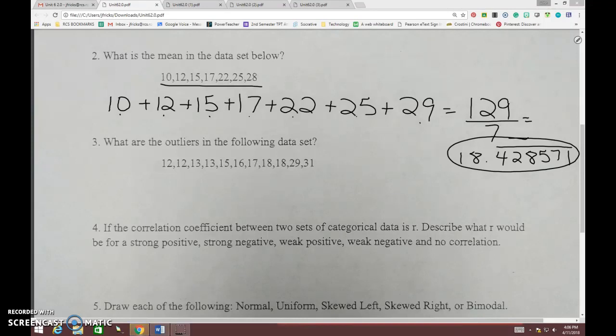So if it asks you to round it, just pay attention to what the question says, and it'll tell you whether to round it to the nearest 10th or 100th and so forth. Now let's go look at number 3.